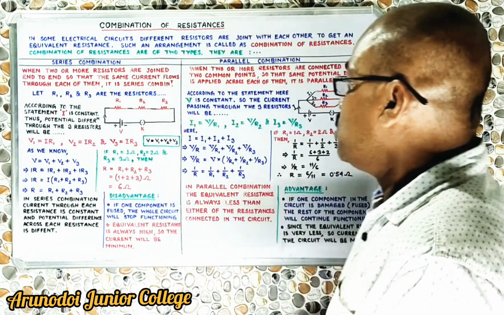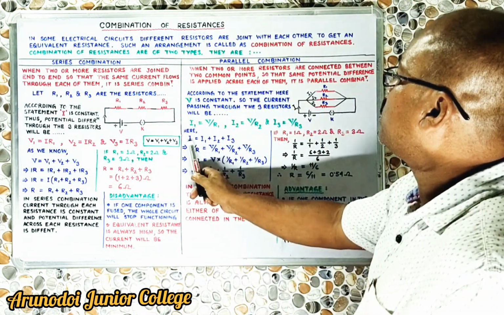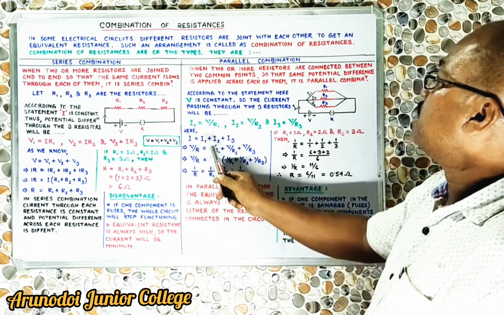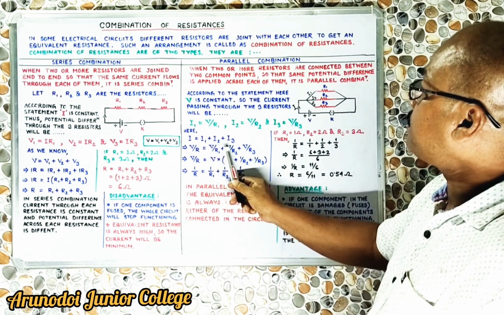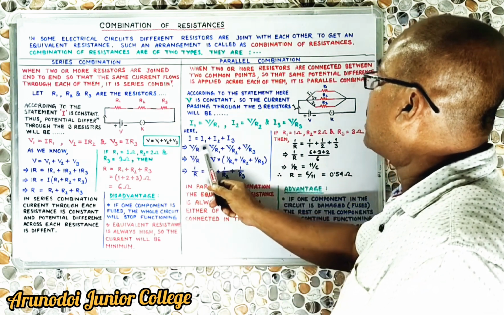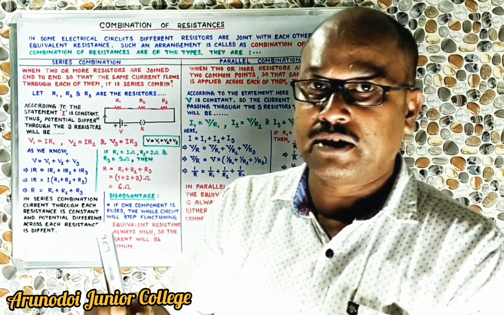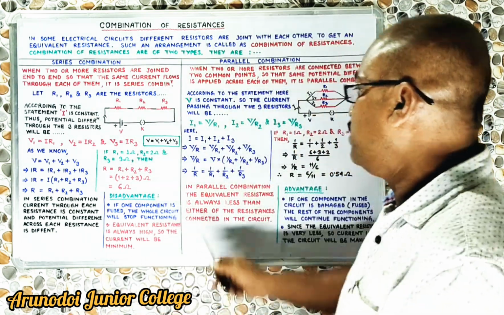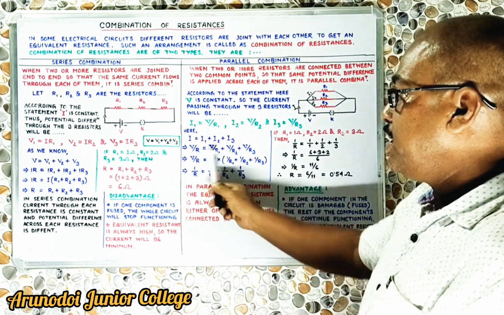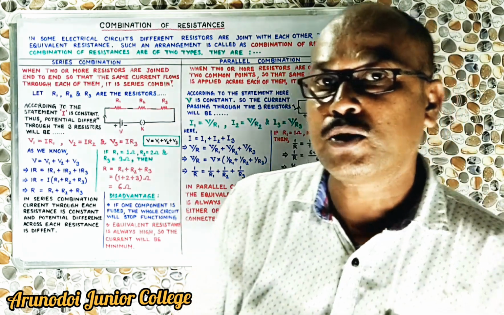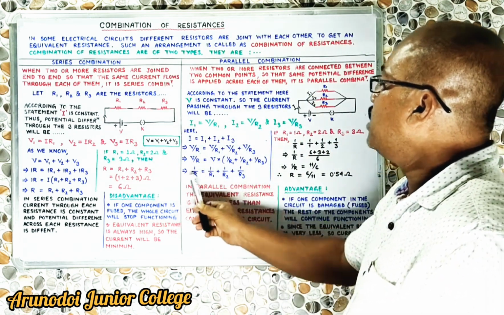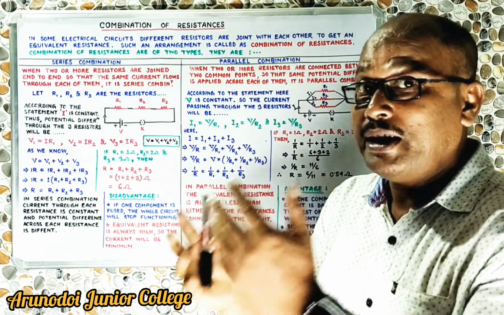and R3. So according to this statement, as we have come to know that I is equal to I1 plus I2 plus I3, in place of I we can write V by R. Similarly, in place of I1 we can write V by R1, in place of I2 V by R2, and in place of I3 V by R3. So we are getting V by R is equal to V by R1 plus V by R2 plus V by R3. Now if we take V common on either side, then we will get V by R is equal to V into 1 by R1 plus 1 by R2 plus 1 by R3. Cancelling V from either side, we will get 1 by R is equal to 1 by R1 plus 1 by R2 plus 1 by R3. So this is how the equivalent resistance in parallel combination can be calculated.